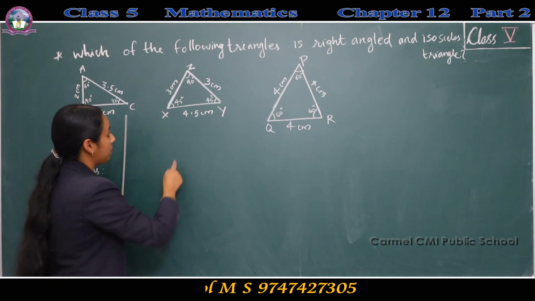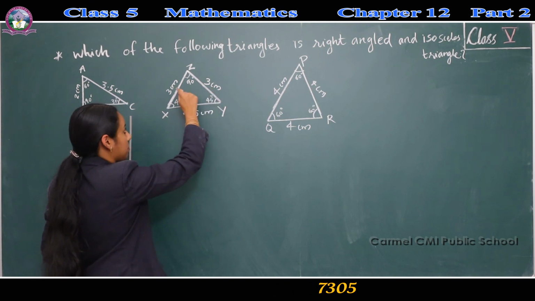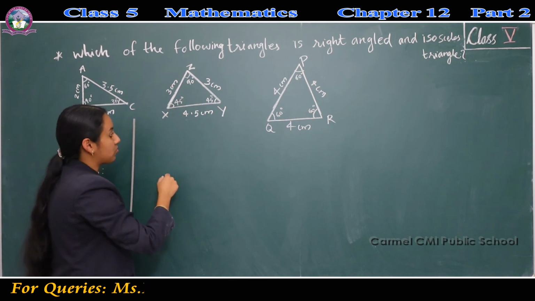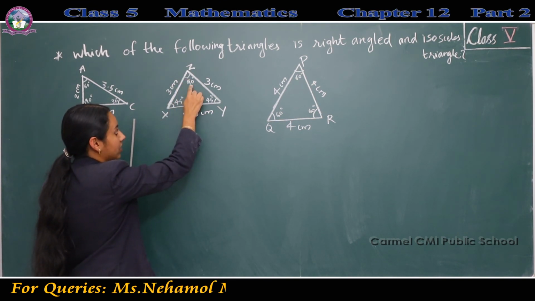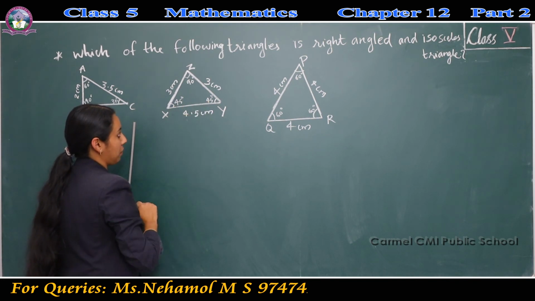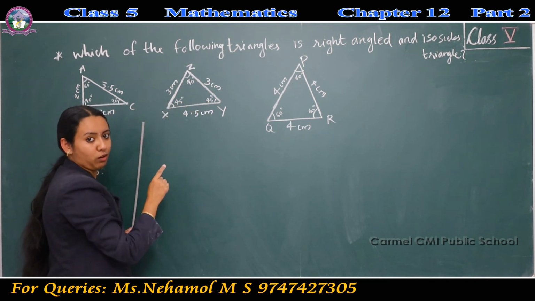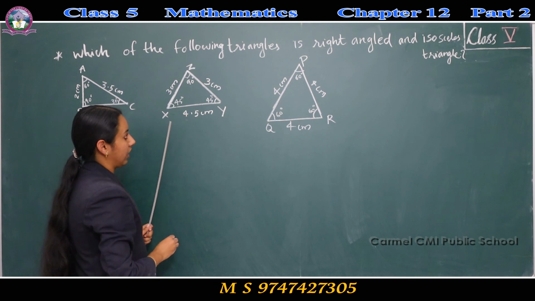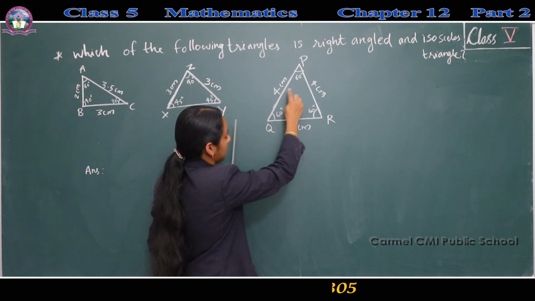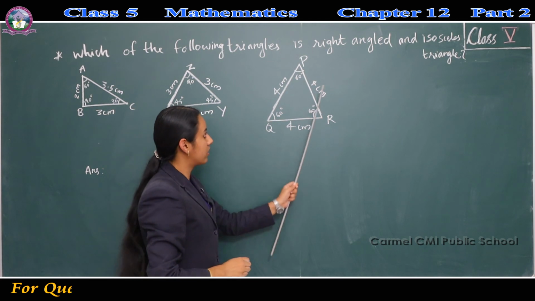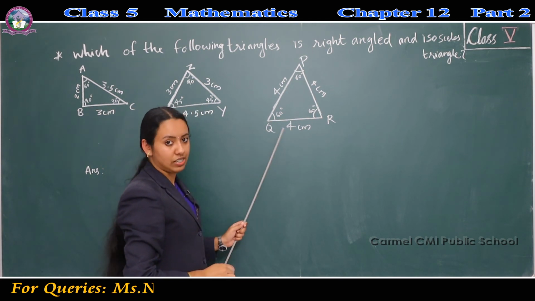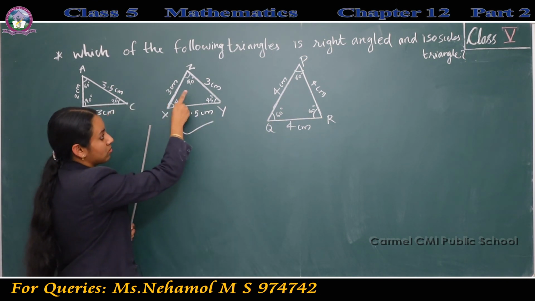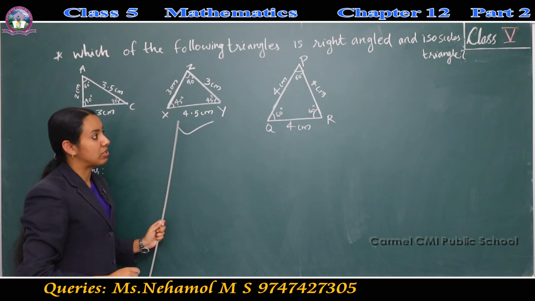Then what about the second one? 4.5 centimeter, 3 centimeter, 3 centimeter. Two sides are equal. So it is an isosceles triangle. Then one angle is 90 degree, then next one 45, next one 45. So one angle is 90 degree also. So this is the right angle and isosceles triangle. Then what about the third one? 4 centimeter, 4 centimeter, 4 centimeter. All the sides are equal, equilateral triangle. Then so which one is the answer? Second one. Right angled and isosceles triangle.